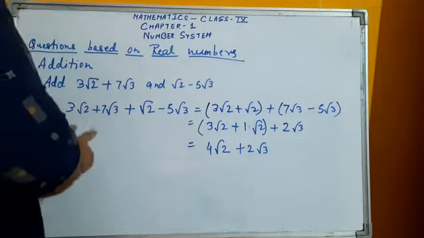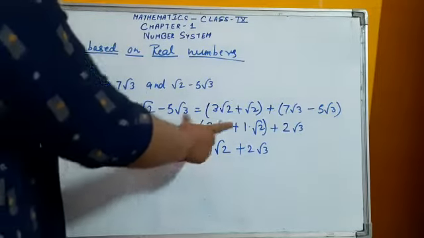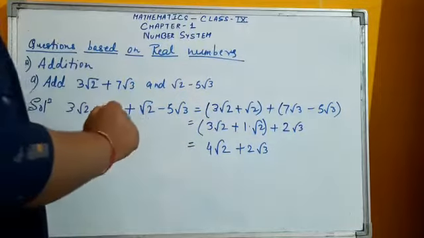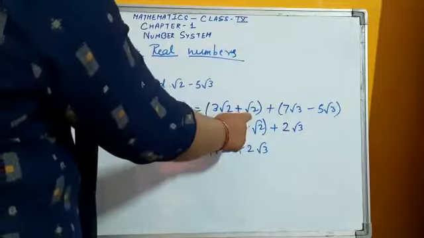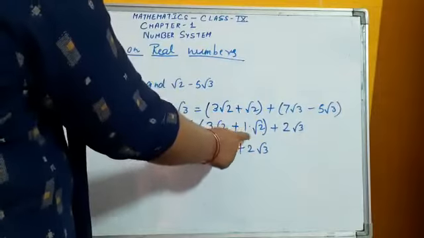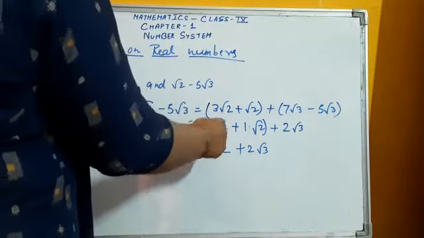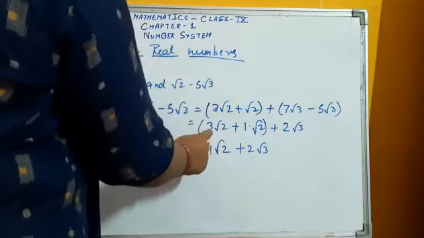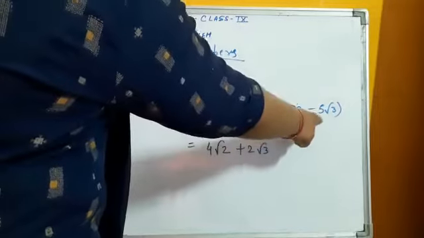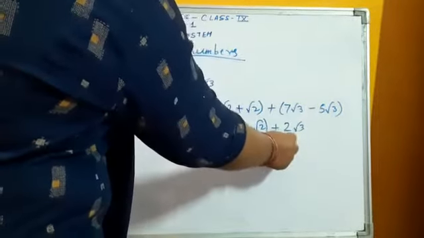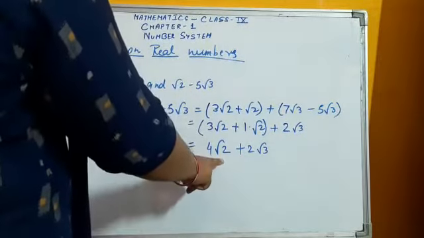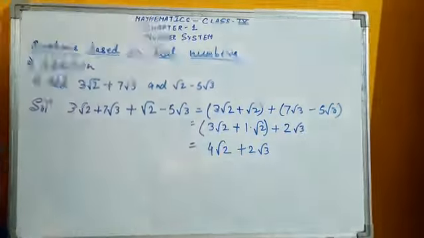So first we will arrange like terms. 3 root 2 and root 2 will be kept in one bracket, and 7 root 3 and minus 5 root 3 will be kept in one bracket, because these two terms contain root 2 and these two terms contain root 3. Look at this. This root 2 can be written as 1 into root 2. So when you add 3 root 2 and root 2, this 3 plus 1 will be added. It will become 4 root 2, and 7 root 3 minus 5 root 3, so 7 minus 5 will be 2 and root 3 will be taken. So the sum of these two irrational numbers is 4 root 2 plus 2 root 3.